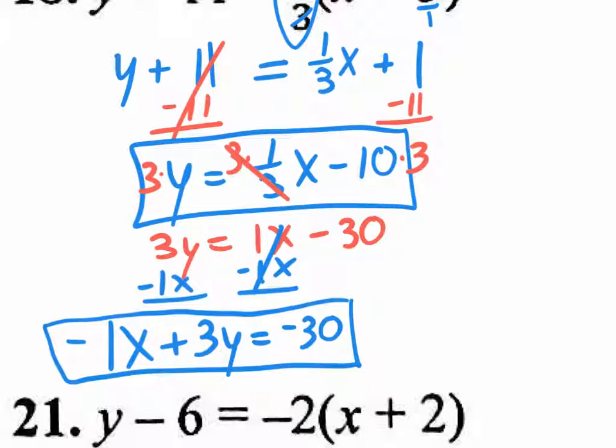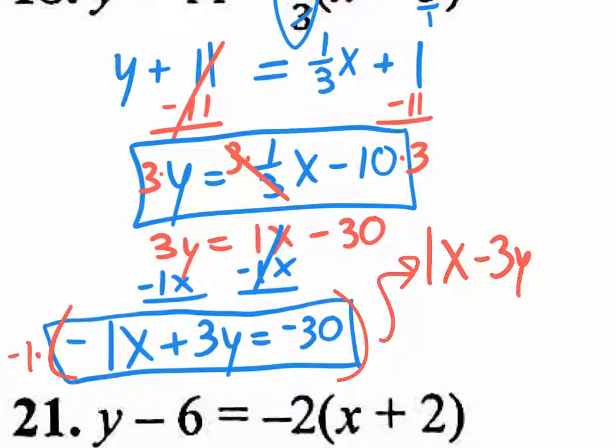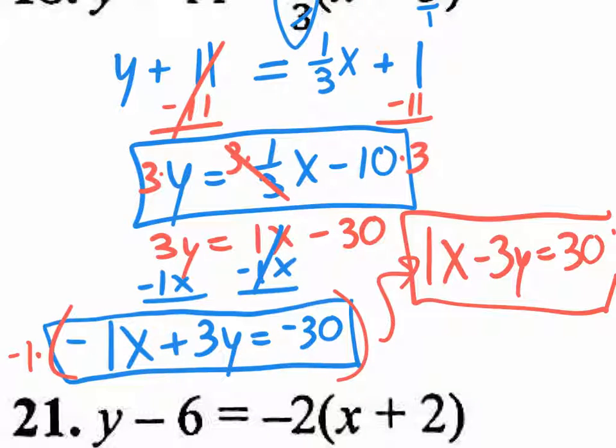Multiply everything by negative 1. Okay, so that's what we're going to do. It's kind of like taking this whole equation and multiplying it by negative 1. And our final answer will be positive 1x minus 3y equals positive 30. So that's our final answer, or the type of final answer you're going to see on the multiple choice final at the end of this month, right before Christmas break.